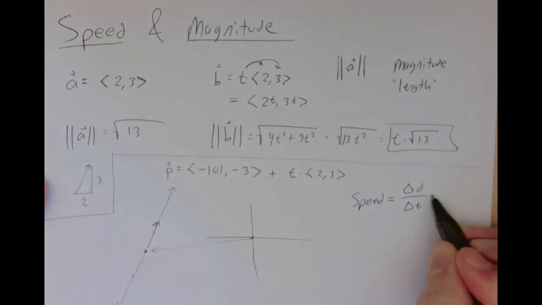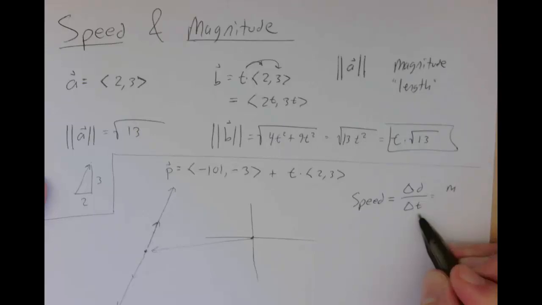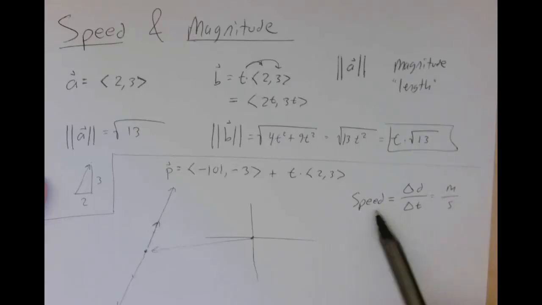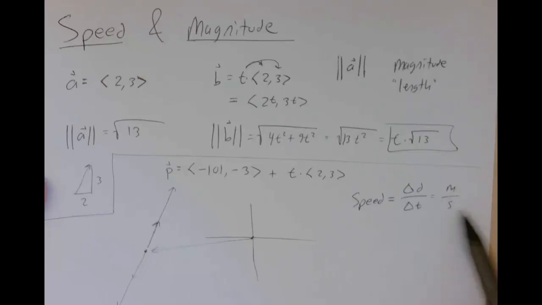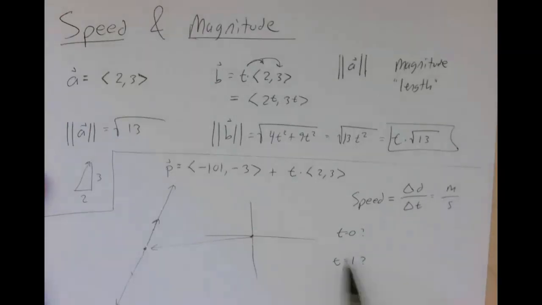And that makes sense for units too, right? Change in distance might be a certain number of meters. Change in time might be a certain number of seconds. And speed can be measured in meters per second or miles per hour or any other unit of distance and time. So you can always ask, where am I at time 0 and where am I at time 1?